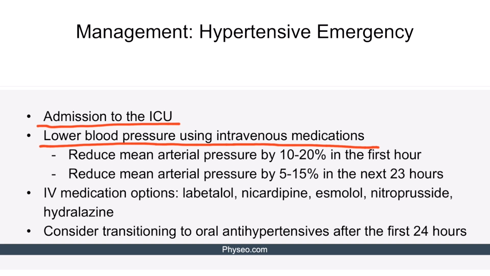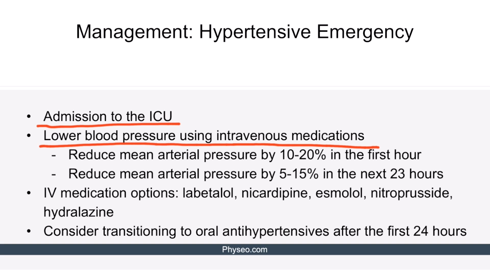Clinicians should reduce the mean arterial pressure by 10 to 20% in the first hour and 5 to 15% in the next 23 hours. This slow, gradual reduction in blood pressure is meant to allow the body's autoregulatory mechanisms to maintain appropriate cerebral perfusion while the mean arterial pressure is being lowered.